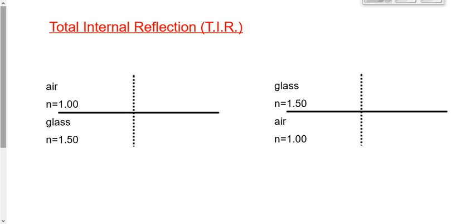If we want to look at total internal reflection, we have to recognize that it will only happen in one of these two cases. In the first case, we have a ray of light going from air to glass, from a low index of refraction to a high index of refraction. In the second, it goes from glass to air, from a high index of refraction to a low index of refraction.